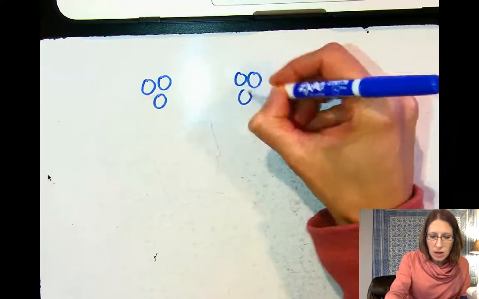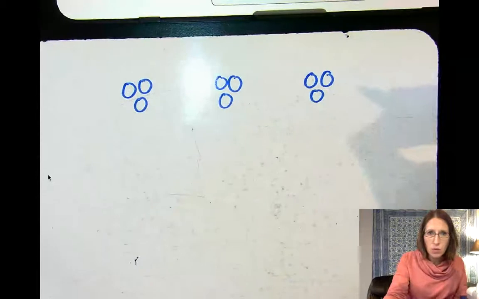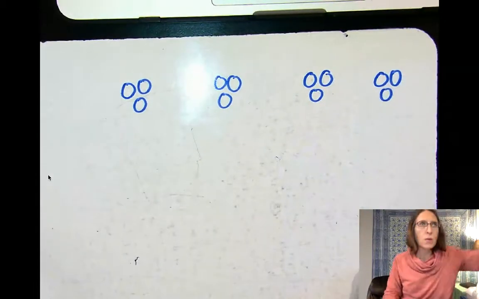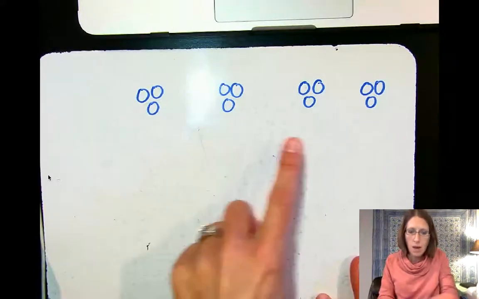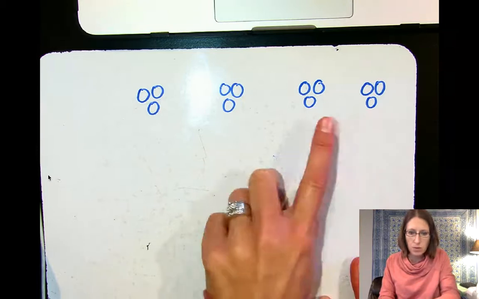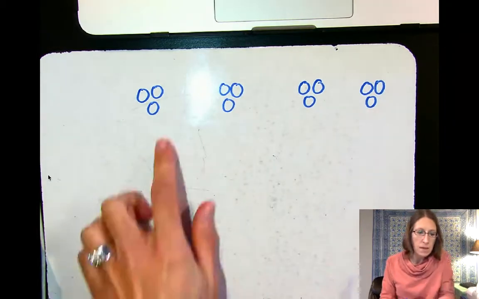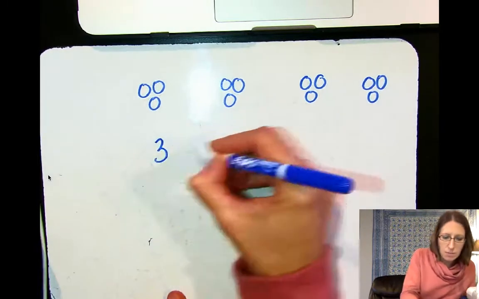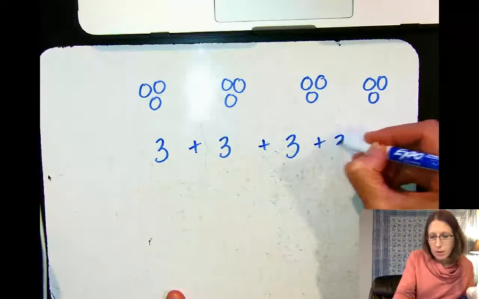So we talked about when you have some equal groups. Here's some equal groups. So here we have a group of 3, and a group of 3, and a group of 3, and a group of 3. So we have 3 circles, and 3 circles, and 3, and 3. Now we know that we can add these together to find the answer, right? We know this can be 3 plus 3 plus 3 plus 3.